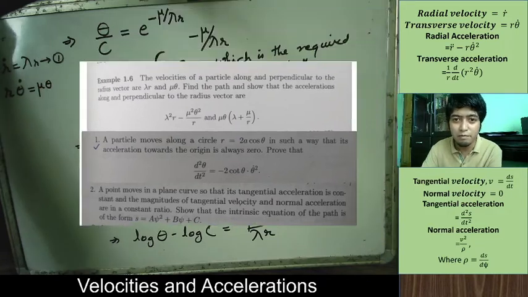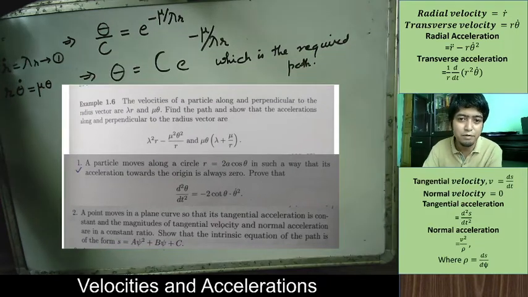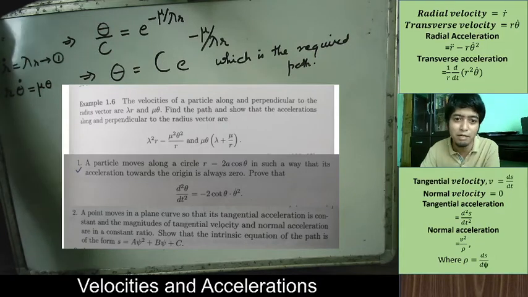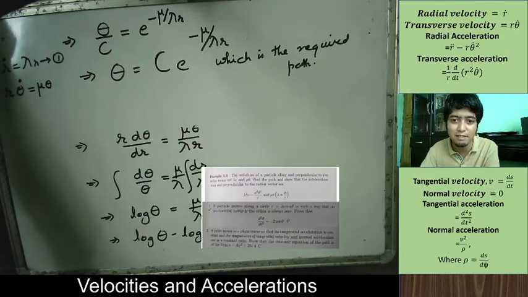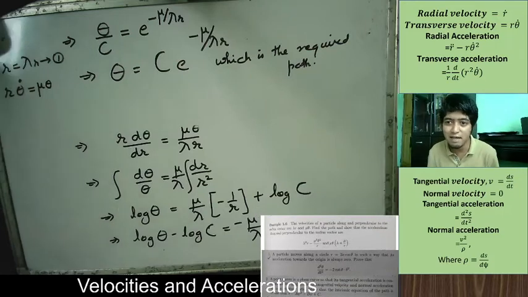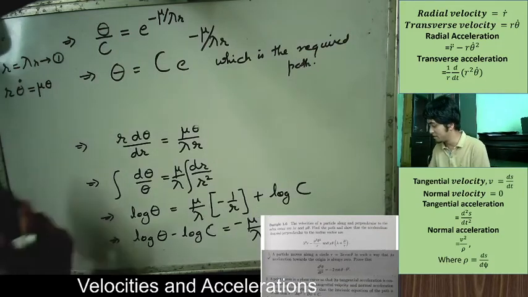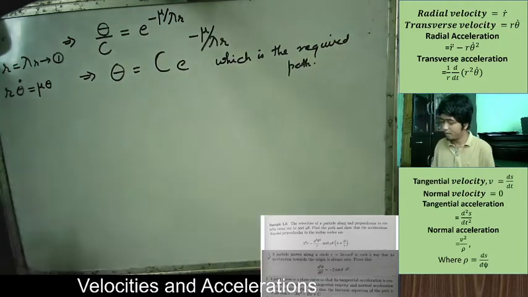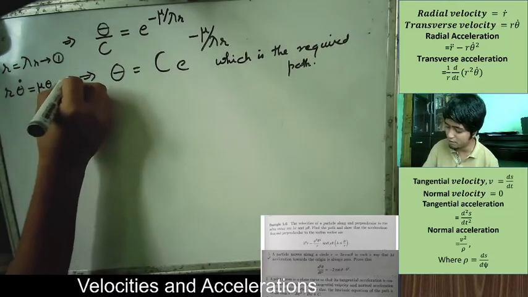Okay, so now if you take a look again at the question, we have to show the accelerations along and perpendicular to the radius vector. So let's try. That means we have to find the radial acceleration and the transverse acceleration. This one is equation 2.